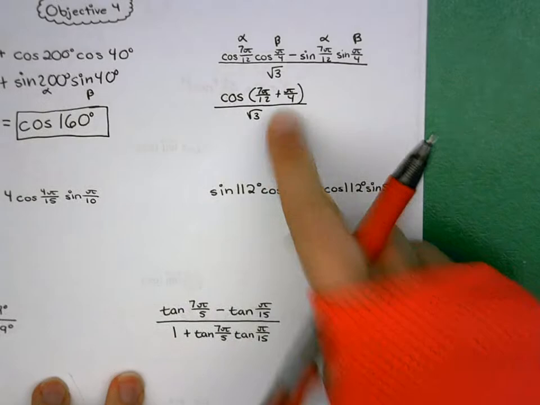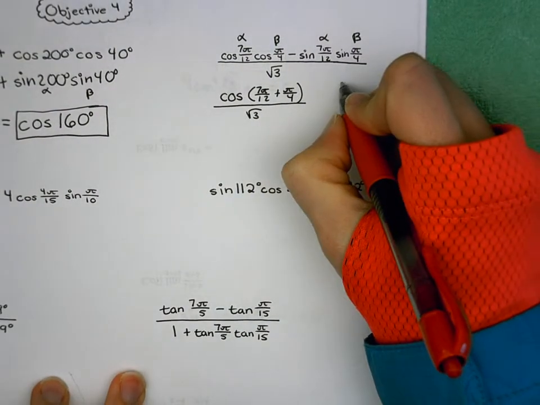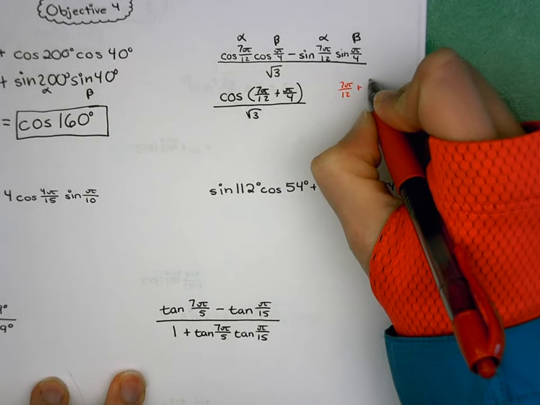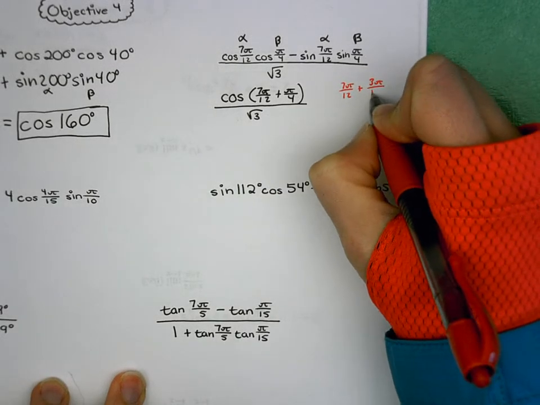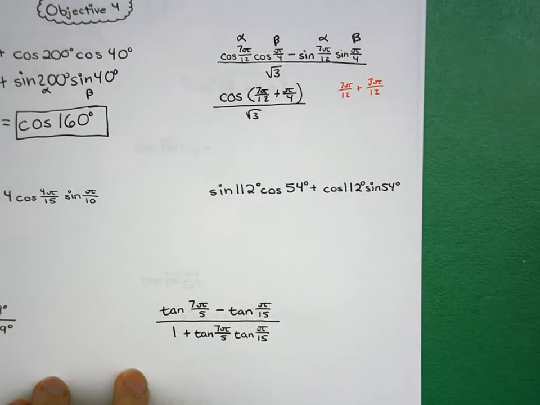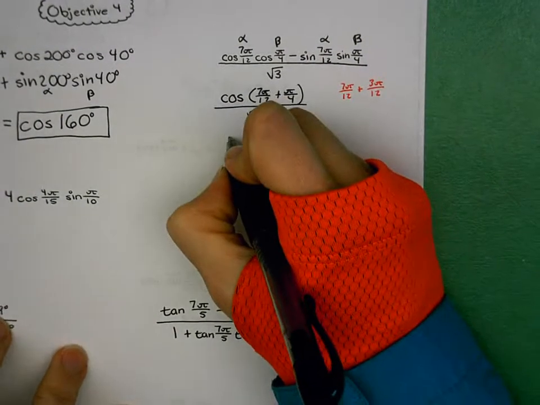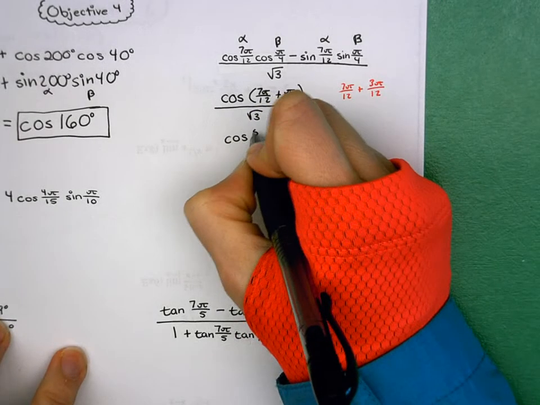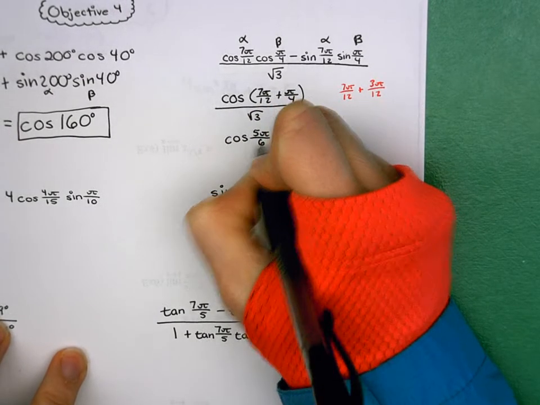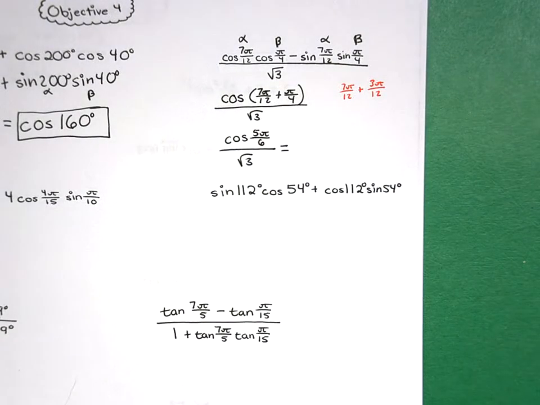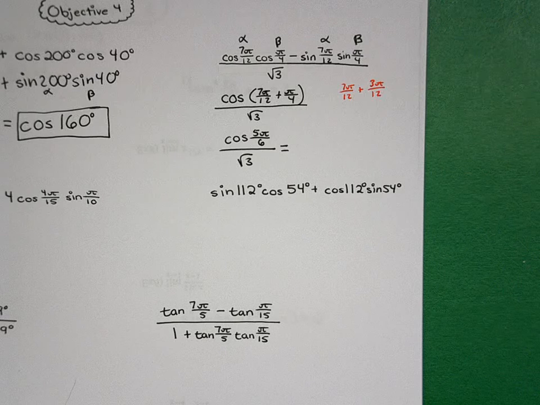So if I found a common denominator in order to add those, this would be 7 pi over 12 plus, and 4 pi over 12 would be 3 pi over 12. So this is 10 pi over 12, or if I reduced that, 5 pi over 6. And so this is cosine of 5 pi over 6 all over root 3. Well, the cosine of 5 pi over 6, we do know how to evaluate that one.